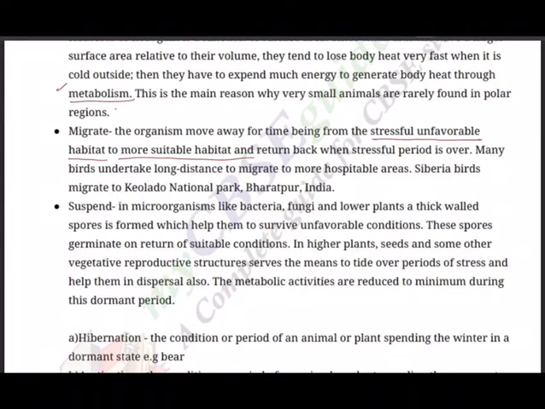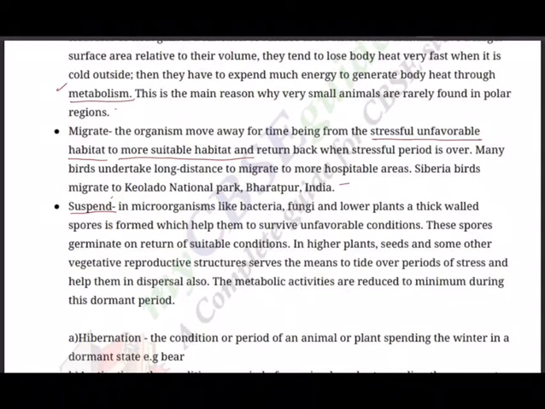The Arctic tern is expected to be migrating from place to place and covering the entire world, though it is a small organism. And Siberian birds migrate to Keoladeo National Park, Bharatpur, India. And second, I said our own near Mysore, Ranganathittu Bird Sanctuary. Worldwide birds come there, and that's migration. And then another adaptation technique is suspension.